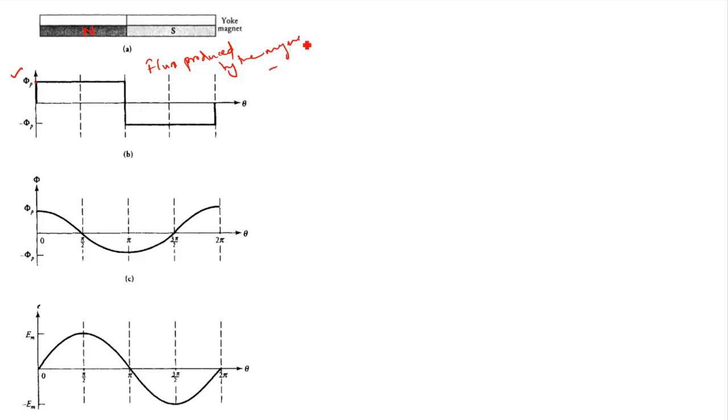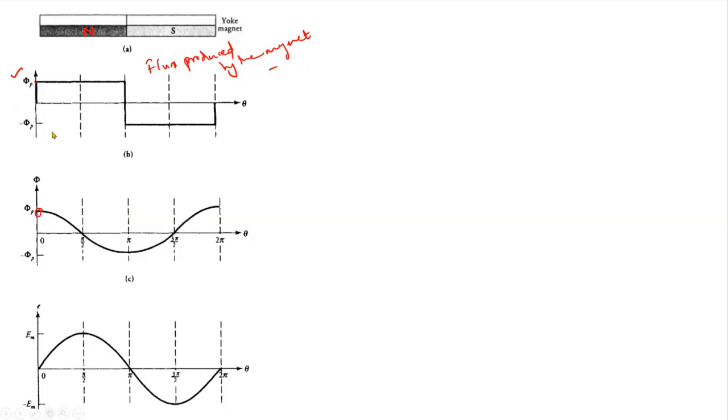Now, if we see the flux linkage to the coil, what is happening? When the coil is at 0 degrees, in the flat position, as we have already seen, the flux linkage is maximum. That means the flux linkage is phi p. At this point, that is maximum flux.